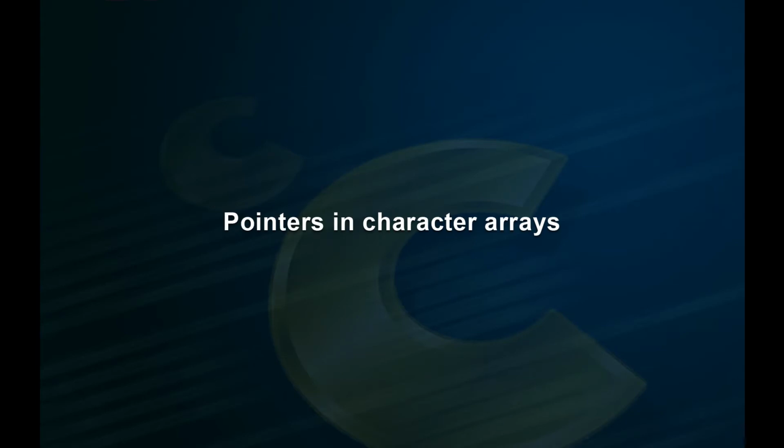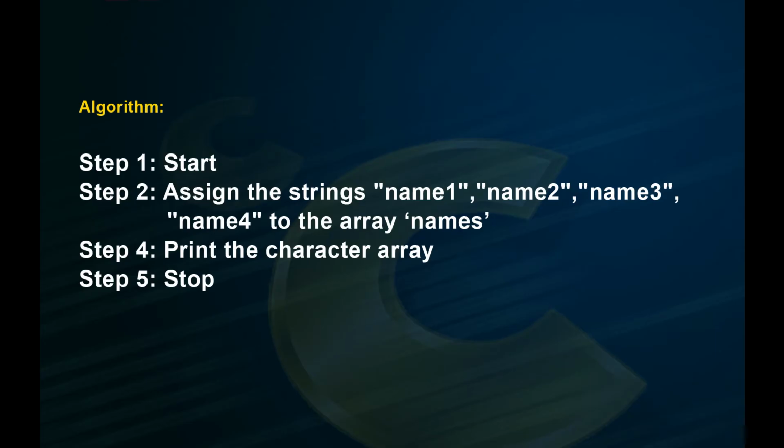Now, let us see the second program, that is pointers in character arrays. We can also use an array of pointers to characters to store a list of strings as follows. Let us see the algorithm. Step 1, start. Step 2, assign the strings name1, name2, name3 and name4 to the array names. Step 4, print the character array, and step 5, stop.